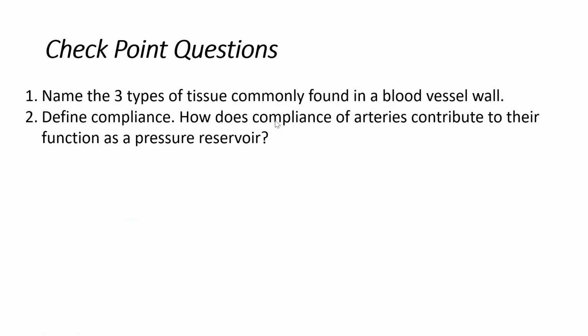Okay. We'll wrap up here by looking at a few of these checkpoint questions, and we'll call it a day for today. So the first question here: name the 3 types of tissues commonly found in a blood vessel. So what are the 3 tissues that we talked about that we see in our vessels in different proportions across different branches, but they're all 3 present in our vessels?